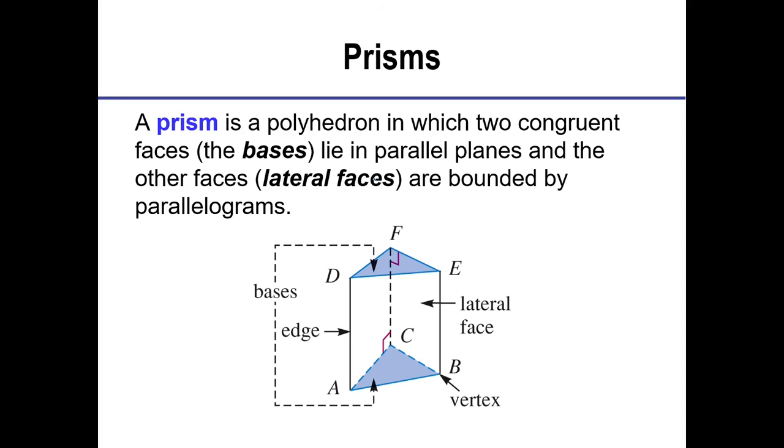A prism is a polyhedron in which two congruent faces, the bases, lie in parallel planes, and the other faces, lateral faces, are bounded by parallelograms. You can see in this figure we have a triangular prism. The bases, the triangle on the top and the triangle on the bottom, are parallel with each other, and they're connected by parallelograms. The segments DA, FC, and EB are parallel with one another.